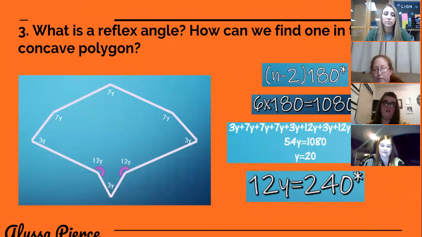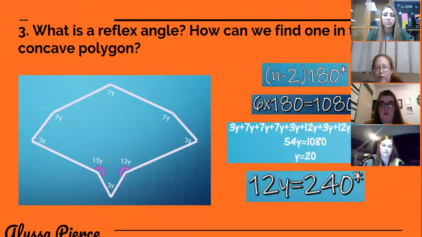So, Alyssa, what is a reflex angle, and can you explain how you'd find one in a concave polygon? I sure can. A reflex angle is an angle that is greater than 180 degrees, but also less than 360 degrees. If we want to find one in this concave polygon, first we must solve for all the interior angles. First we must know the formula to find the sum of the interior angles, which is (n minus 2) multiplied by 180. So n is our number of sides, as you said before. In this given problem, n equals 8.